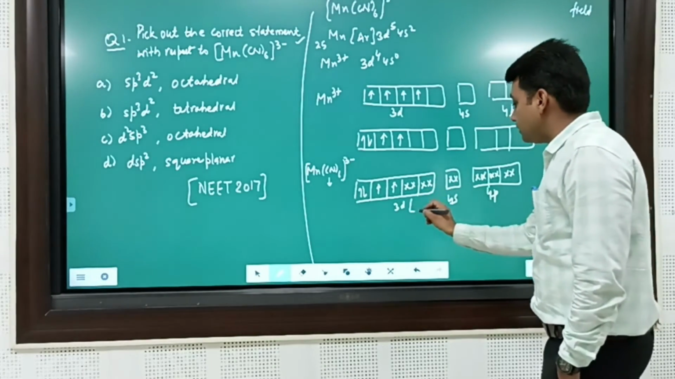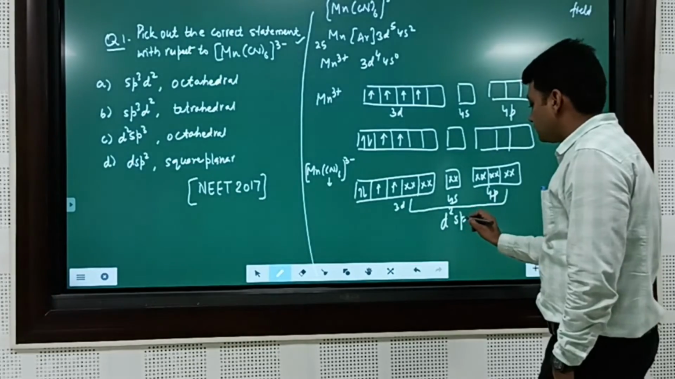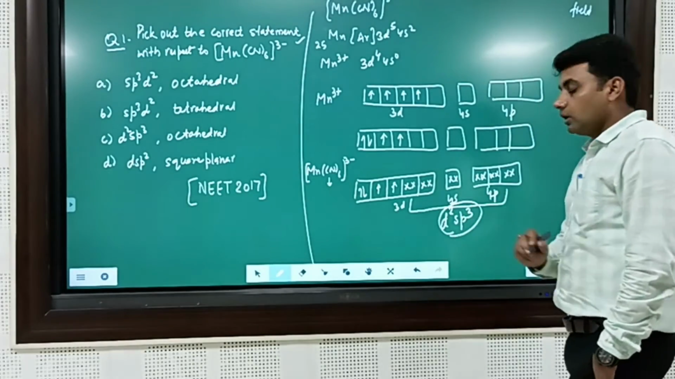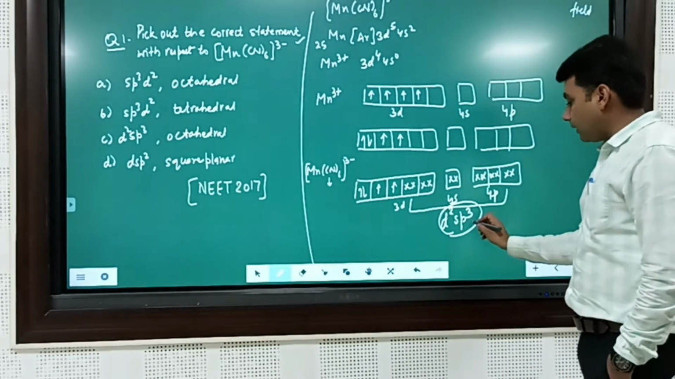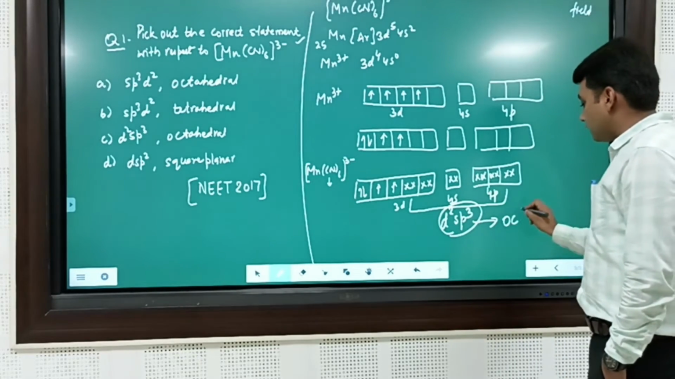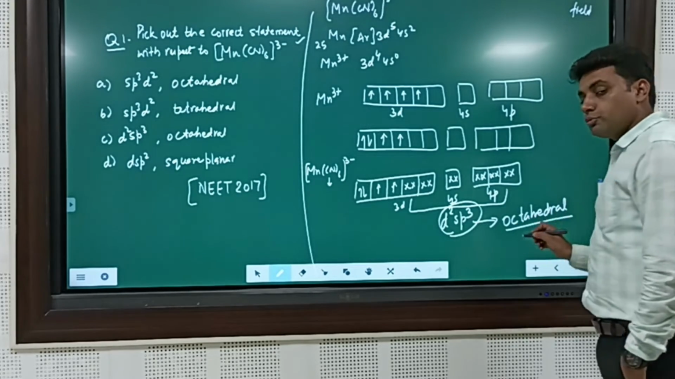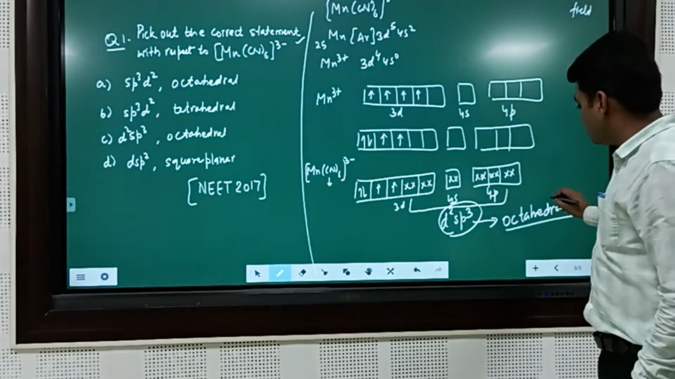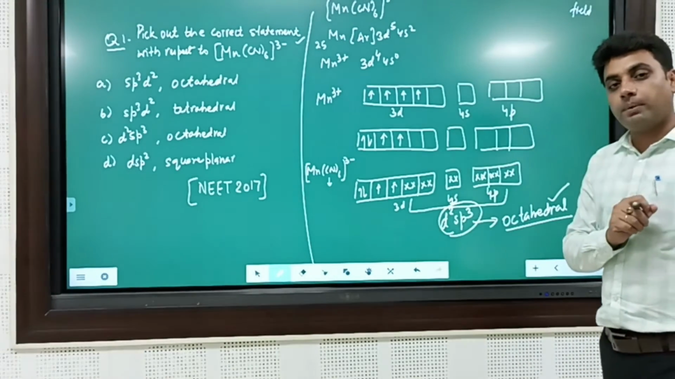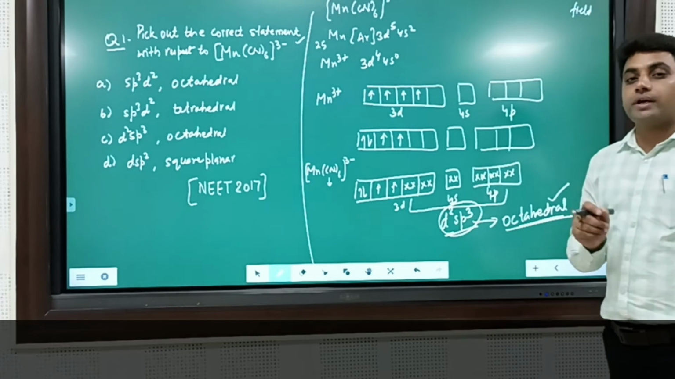So the hybridization will become d2sp3 hybridization, and that hybridization always gives you an octahedral arrangement. So the geometry of the complex will be octahedral, and the hybridization is d2sp3.